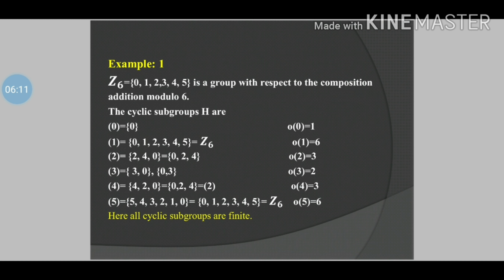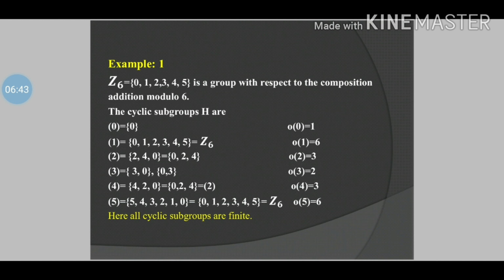Next one, cyclic 4 is 4, 4 squared, 4 cubed. So 4 itself. Then 4 squared is equal to 4 plus 4, which is 8. That is the remainder 2 under addition modulo 6. Therefore, the element is 2. And 4 plus 4 plus 4 is equal to 12. Divided by 6, the remainder is 0. Therefore, we get cyclic 4 is equal to the set 0, 2, 4. Therefore, the order of cyclic 4 is equal to 3.